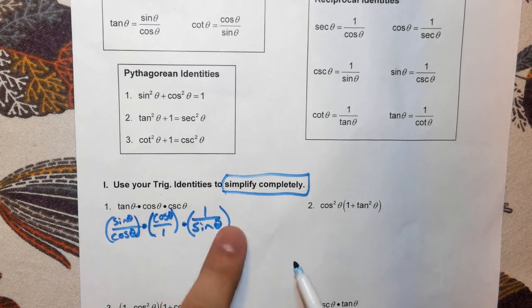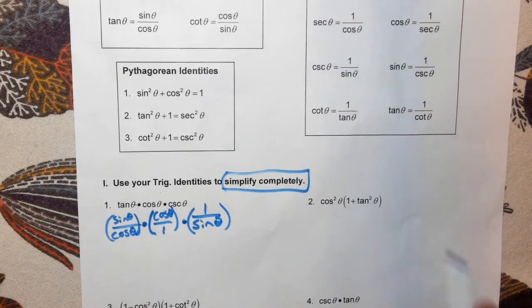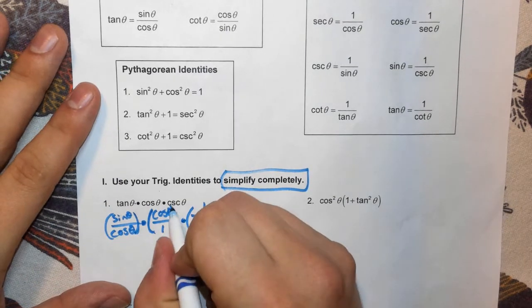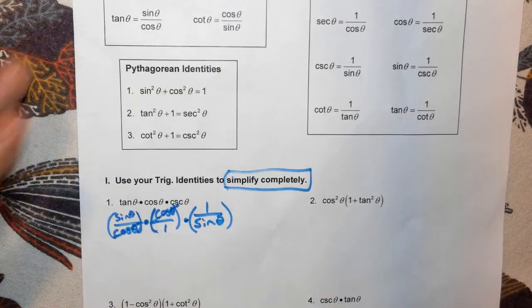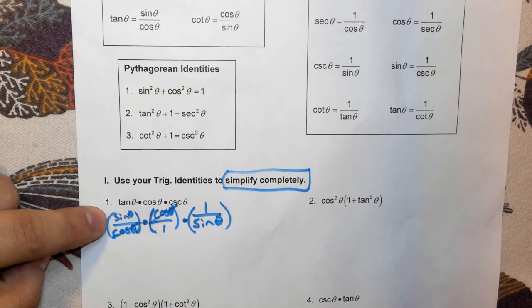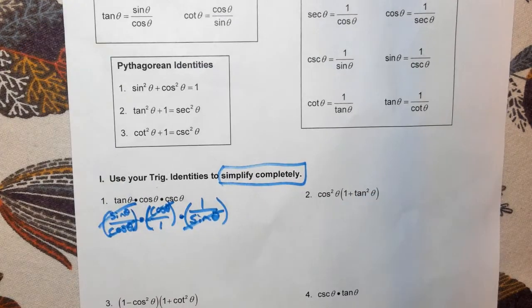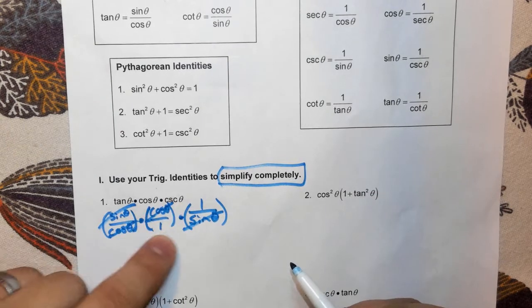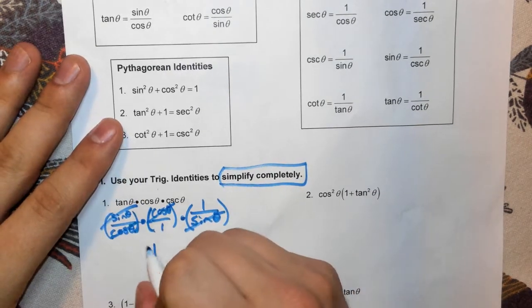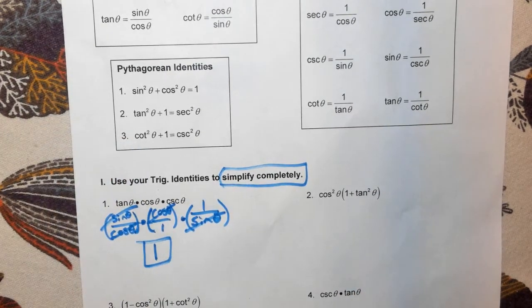Okay, now looking at my fractions here, I can start to cancel things. Look at this. I've got a cosine on top and a cosine on bottom. Boom, those are gone. Okay, a sine on top and a sine on bottom. Boom, those are gone. What's left? Nothing but 1s. 1 over 1. Well, what's 1 over 1? 1. How do I know I'm done simplifying? You can't get it any more simple than 1. Okay, that's kind of the idea.